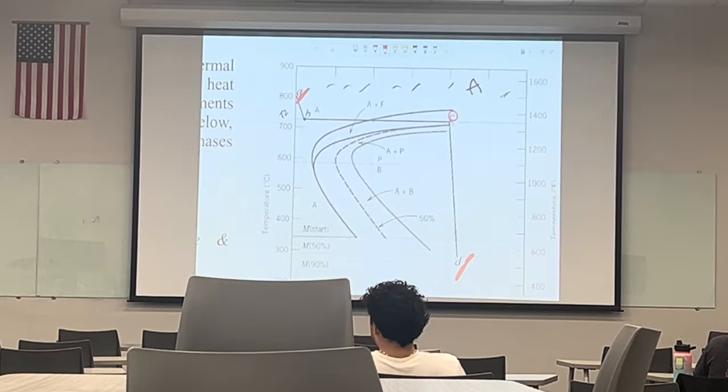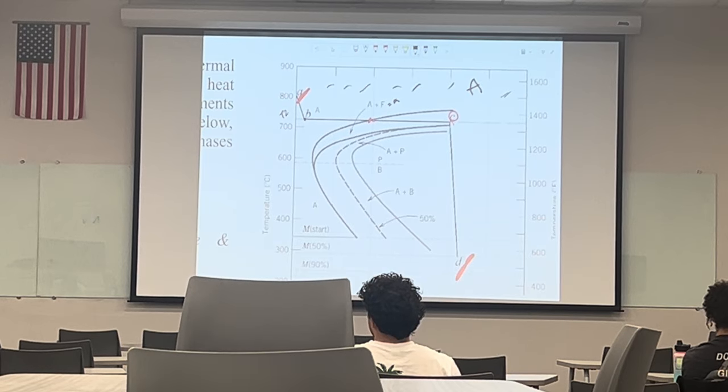Before we reach like the 10 seconds, which is here, just slightly before that, our system is entering another region in this diagram, which means transformation is happening. So what is this region? This is A plus F, which is austenite plus ferrite, the same as alpha ferrite, right? So our system is starting to make ferrite; some of the austenite is starting to transform into ferrite.